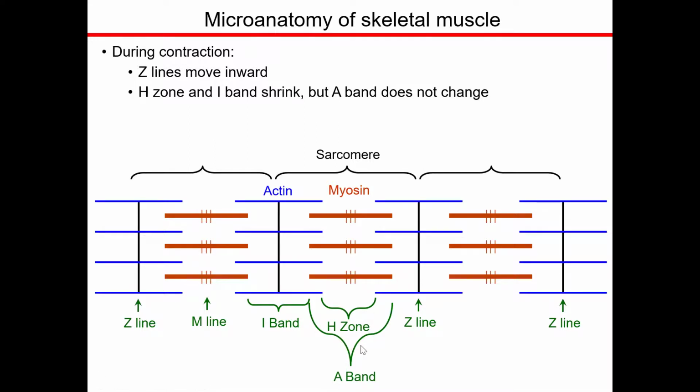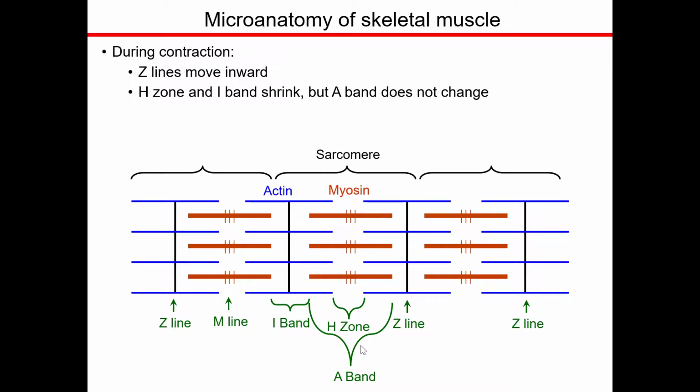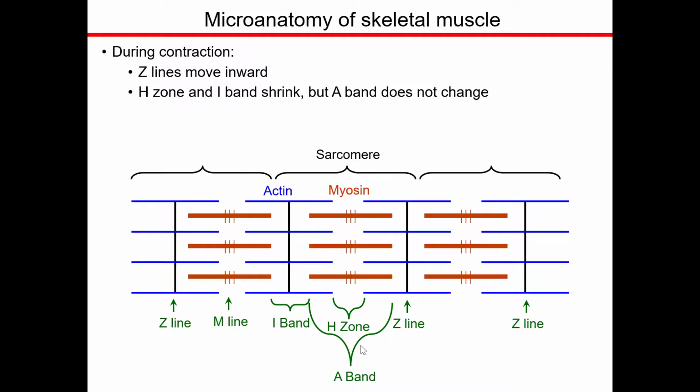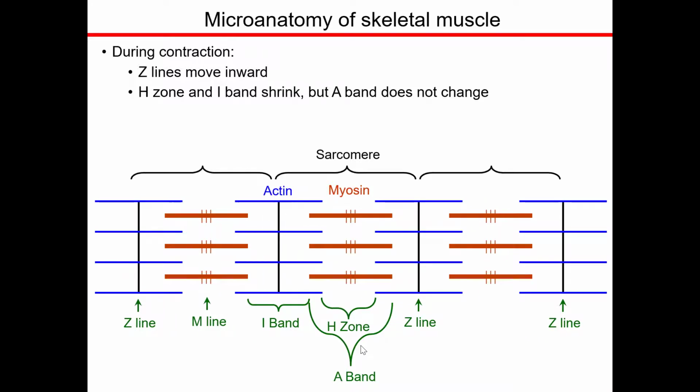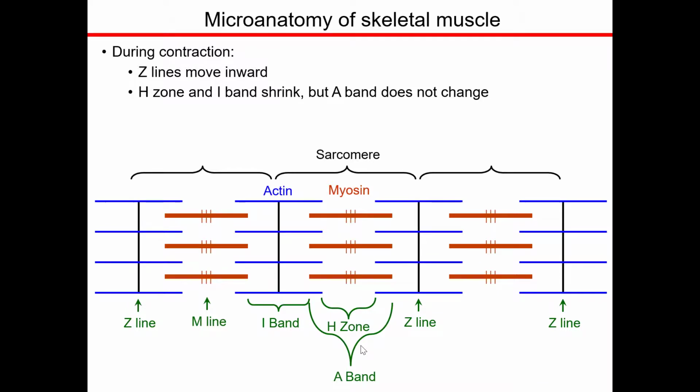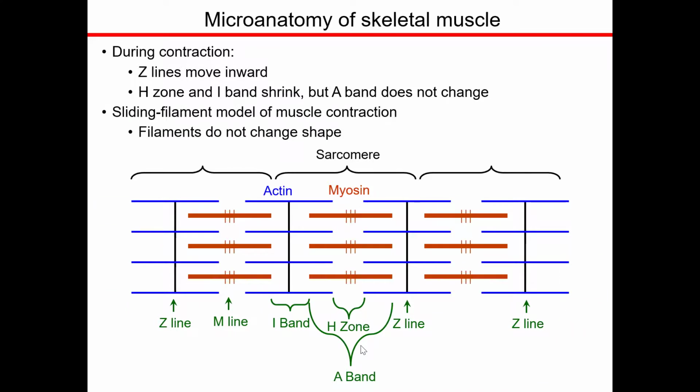So let's see how that looks. When the muscle contracts, you saw the I band and the H zone shrink, but the A band didn't change. So let's look at that again. We see the Z lines moving inward, and we see the H zone and the I band shrink, but the A band stays the same width. This is called the sliding filament model of muscle contraction.